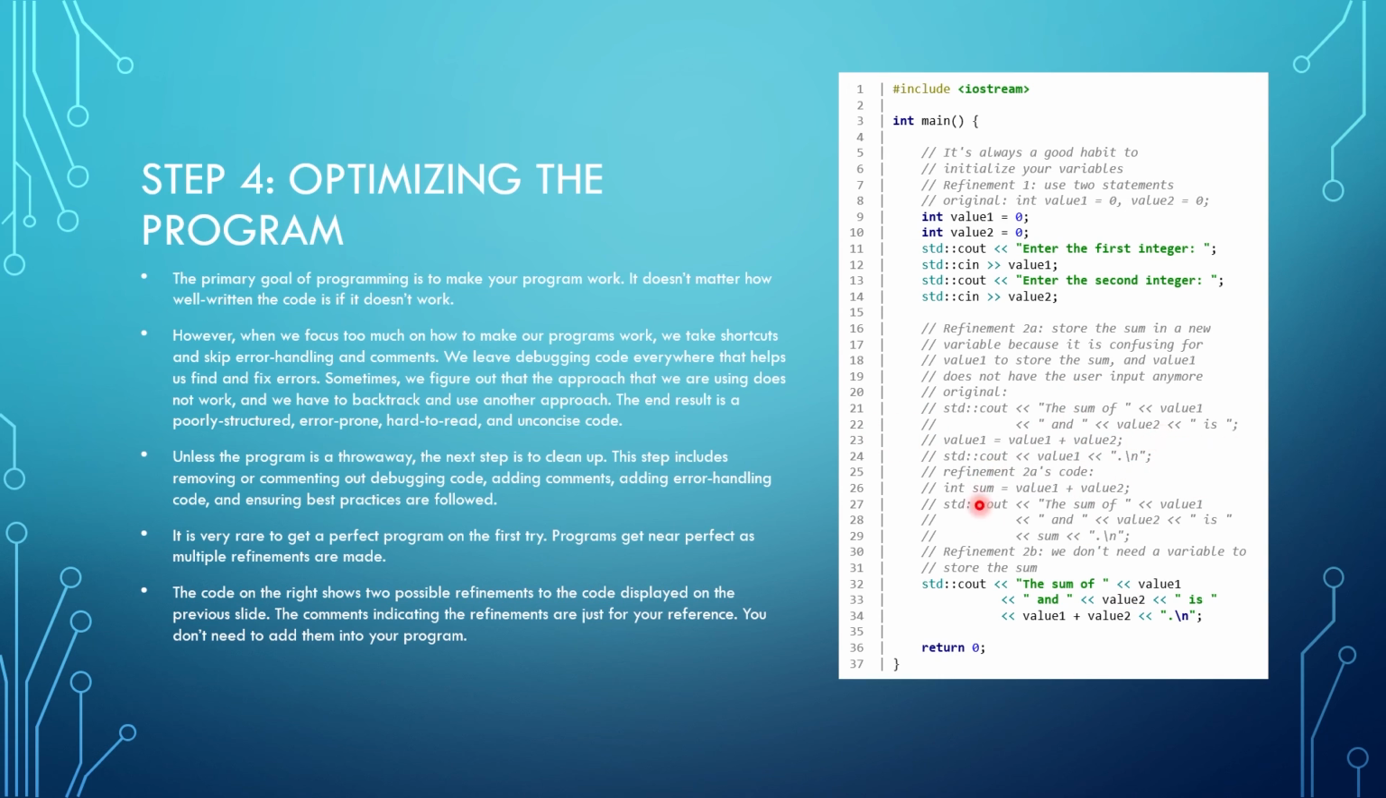And then when we fix it, we declare sum, and then we print out the sum. And then refinement 2B is you don't even need a variable to store the sum. We can just put that directly in our statement here. So like the sum of value 1 and value 2 is value 1 plus value 2.